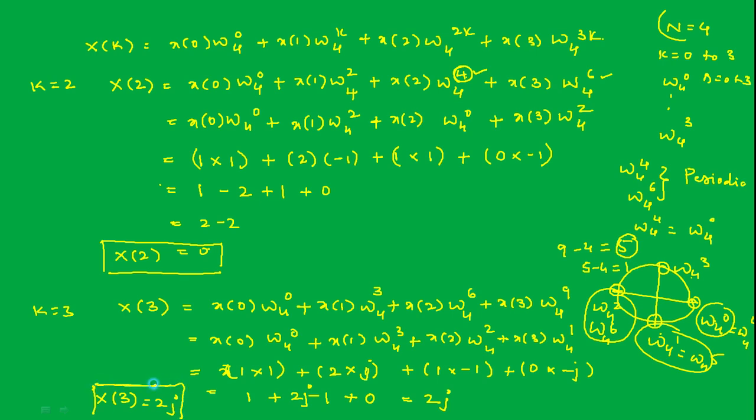So this is the required DFT sequence. Together you write x of k is equal to: what is the first value? x of 0 is 4. Next, what is x of 1? x of 1 is equal to minus 2j. Next, x of 2 is equal to 0 and x of 3 is equal to plus 2j. So this is the required 4-point DFT sequence, since there are 4 values in the DFT sequence.